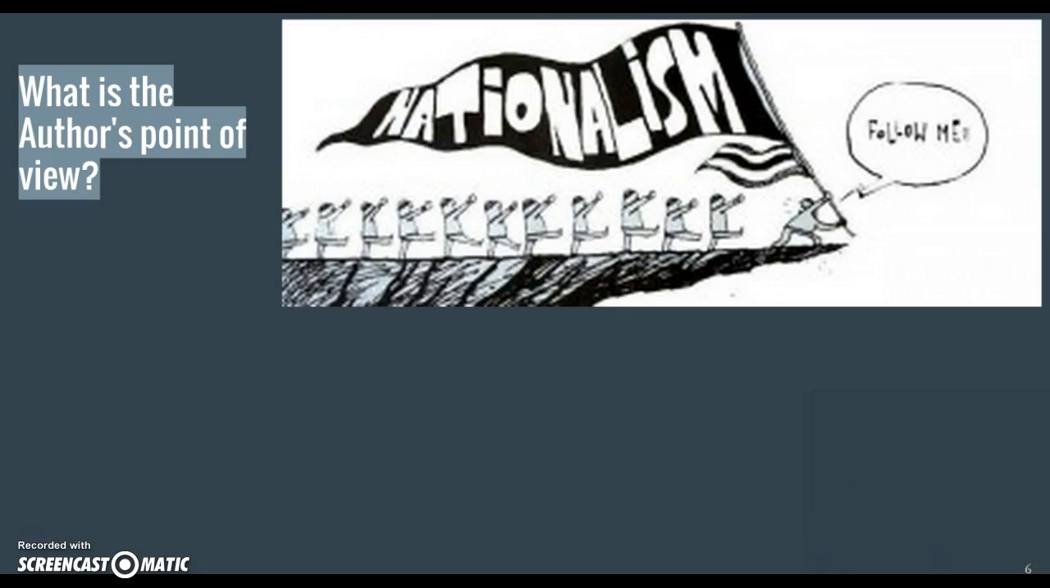All right, this is the last one we'll do together. Take a look at this one for a little bit. What would you say the author's point of view is? I'll tell you the central idea is probably something about that nationalism will lead people off a cliff, or nationalism is bad. So think about what the author's point of view is.